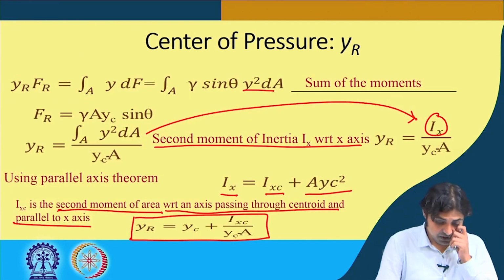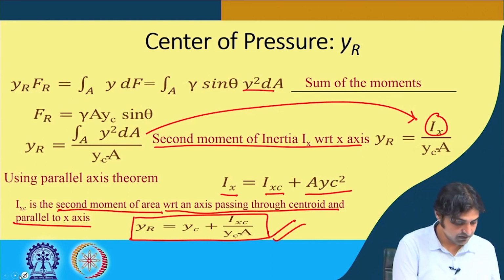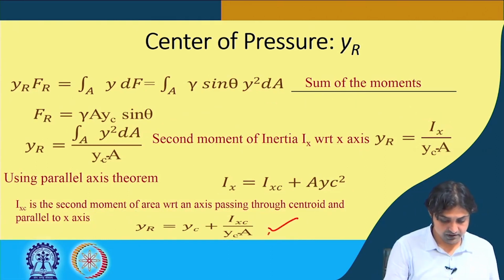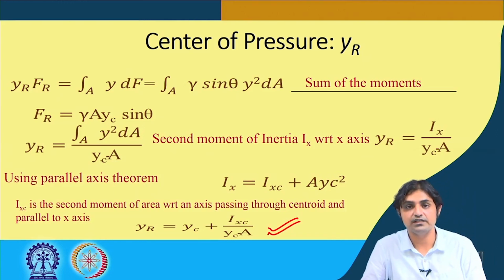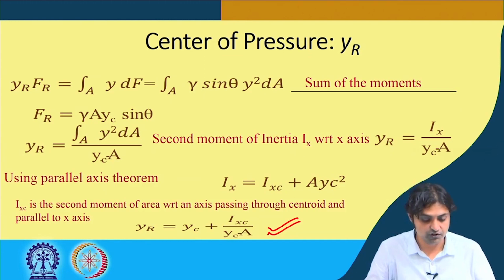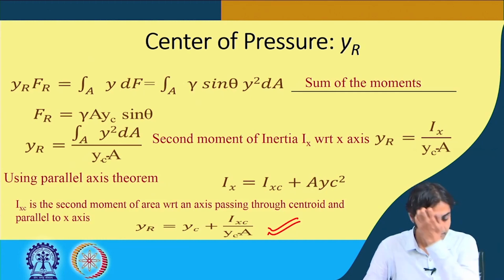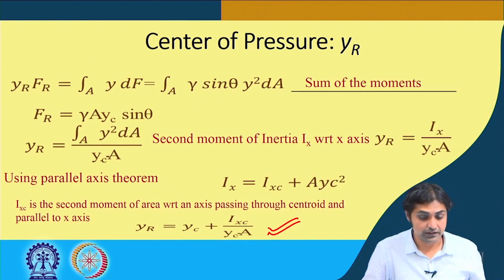So, this is the important equation again. YR is yc plus Ixc divided by yc into A. If you remember this equation, you will always be able to find the center of pressure coordinate YR.